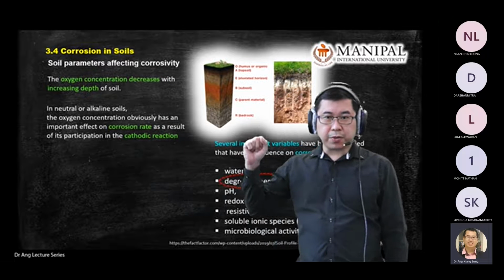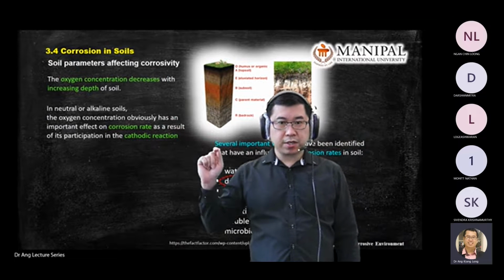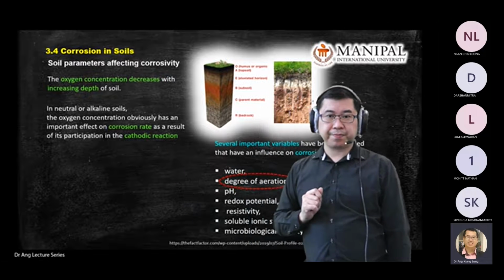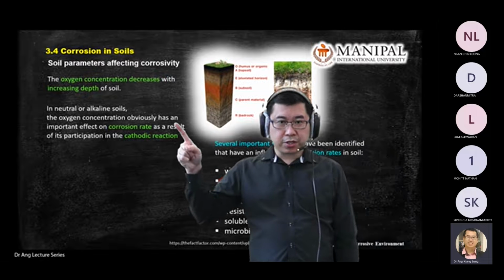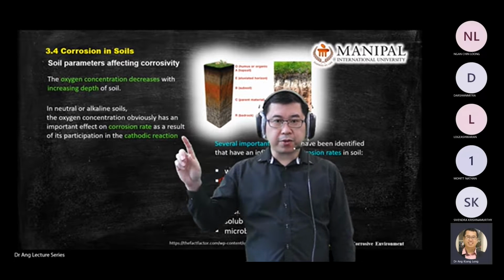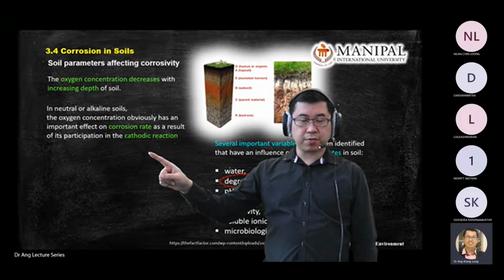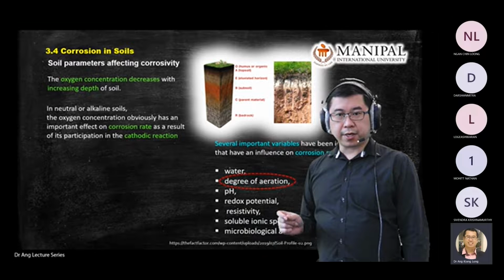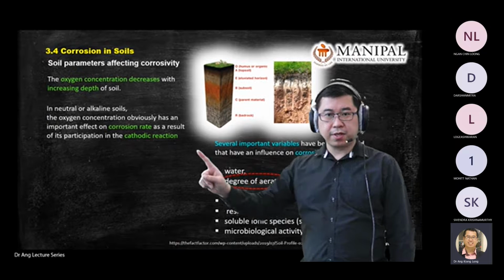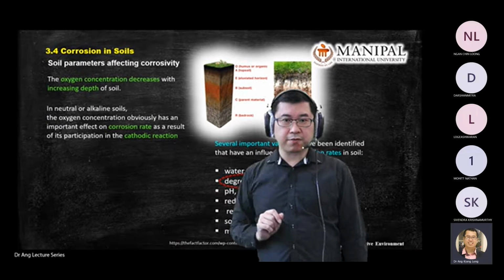Why is oxygen important in soil corrosion? Because oxygen concentration is important for the cathodic reaction. I repeat, oxygen is important for the cathodic reaction. This one we covered in chapter 1 already. So how does oxygen affect corrosion rate in soil? The keyword you need to remember: oxygen is important for the cathodic reaction.